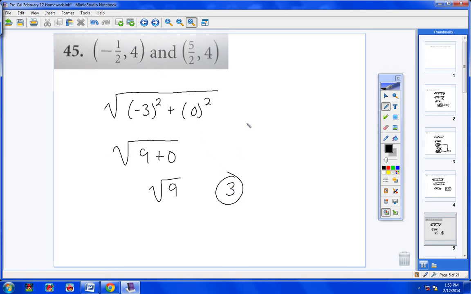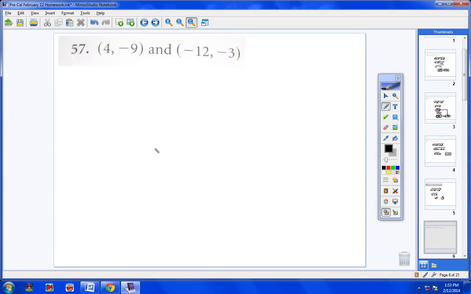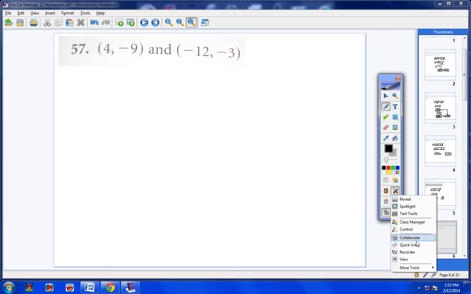All right, let's move on to the next 4 problems. And the directions for the next 4 problems are simply going to say find the midpoint. So the next 4 problems will go pretty quick, 57, 59, 61, and 63. And we're going to find the midpoint between 2 given points.